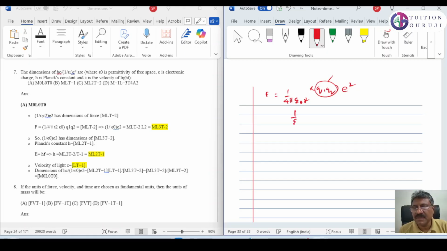From this we can find 1 by epsilon 0, 1 with E square, 1 by epsilon 0 into E square by epsilon 0. Directly we can find out. Epsilon 0 is there, then E square is there, then if you take 1 by epsilon 0 here, then it is F into r square by q1 q2. So F is equal to M L T raised to minus 2 into r square divided by q is equal to A whole square.